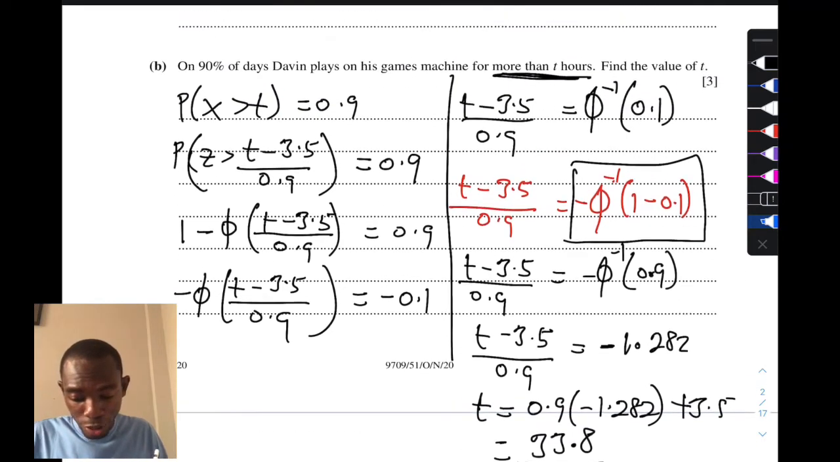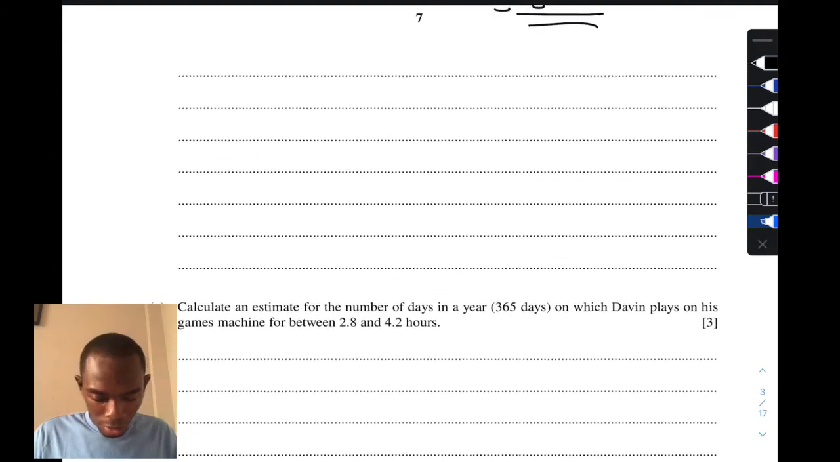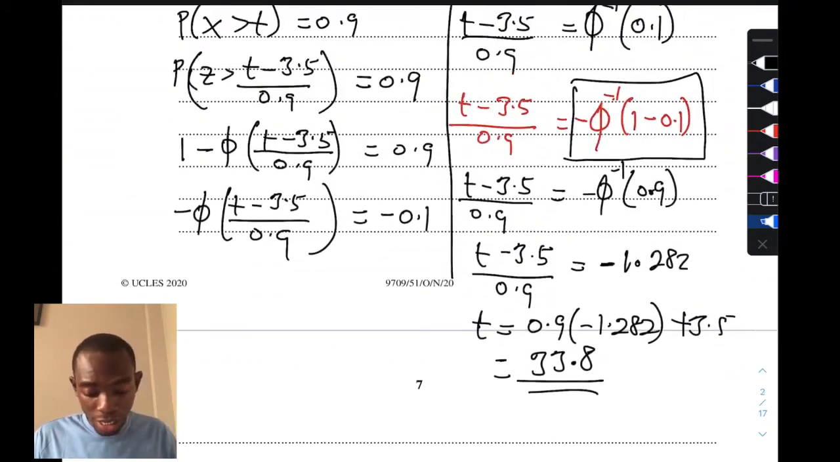That is if you are using 3SF. I know you get 3.3462, but you don't need that. Just 3SF will be great for you. Now, the next thing, so they gave us a lot of space.